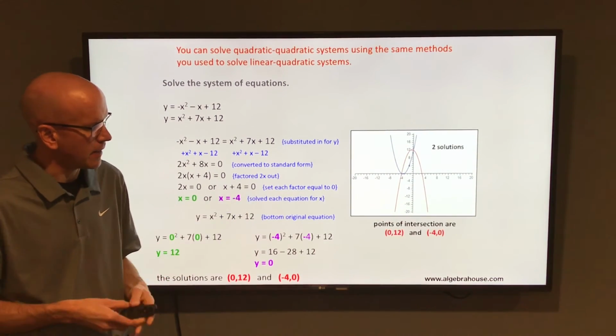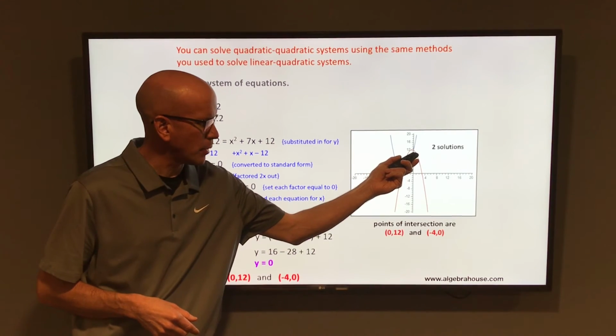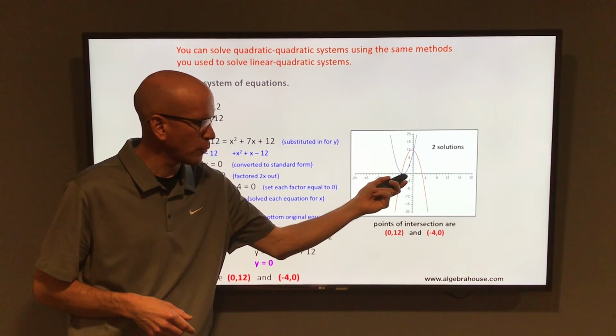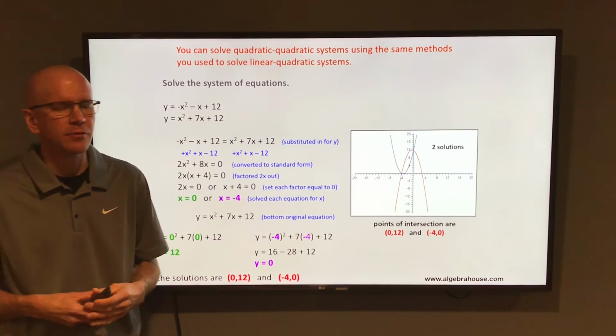And you can see that on the graph. At the point 0, 12, the two parabolas are meeting. And at the point negative 4, 0, the two parabolas are meeting there as well.